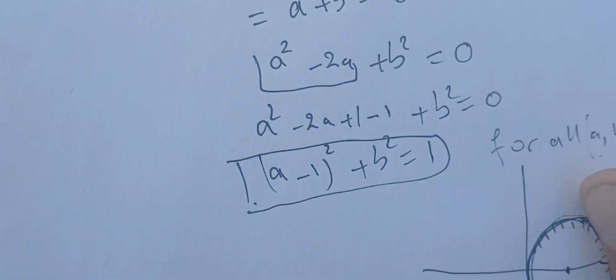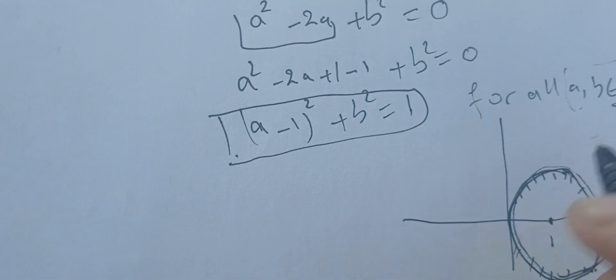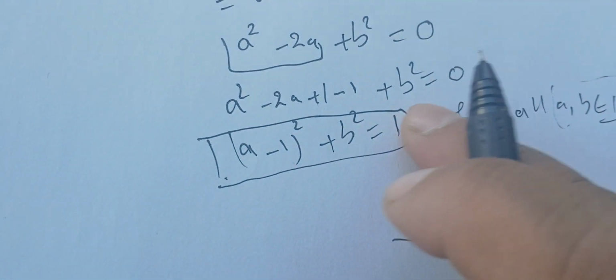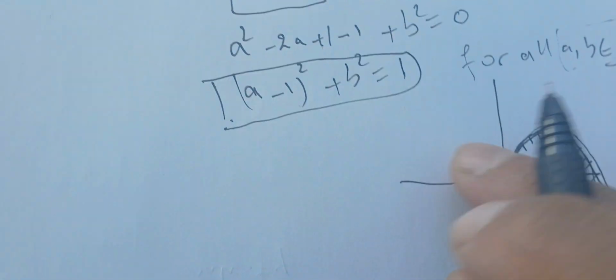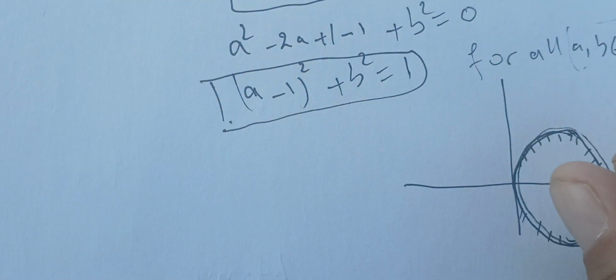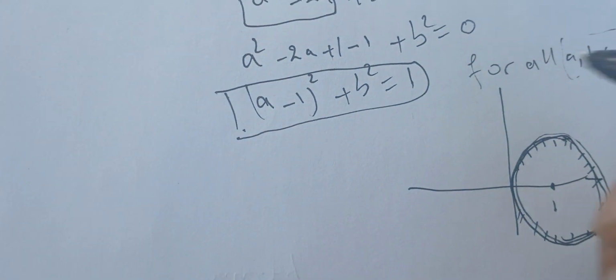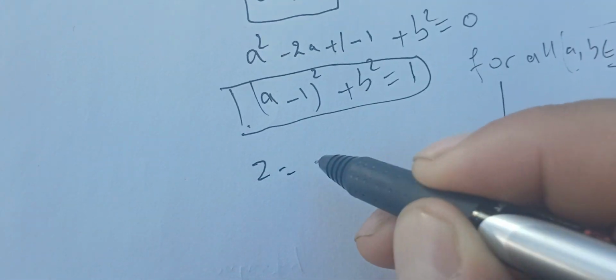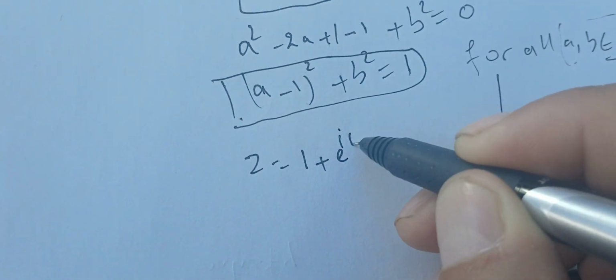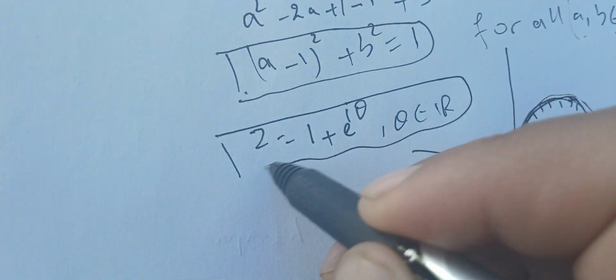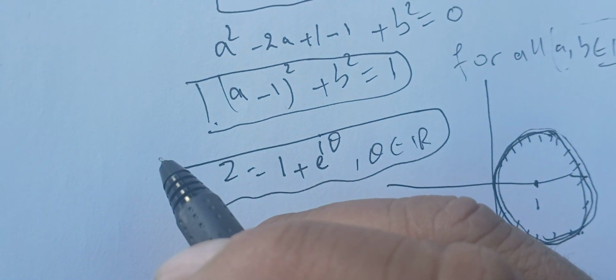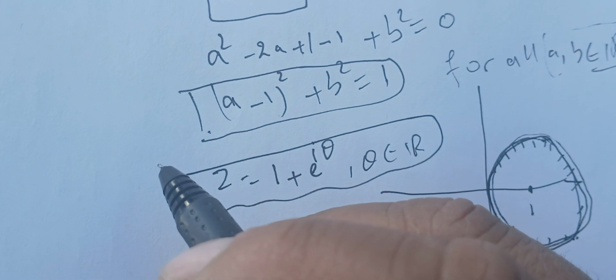There is another way that we can do this one here. We can write these numbers and find z exactly. So here we have this point here. It's moved 1 unit from the origin. So therefore z is just 1 plus e to the i theta with theta in R. So this is the set of points.